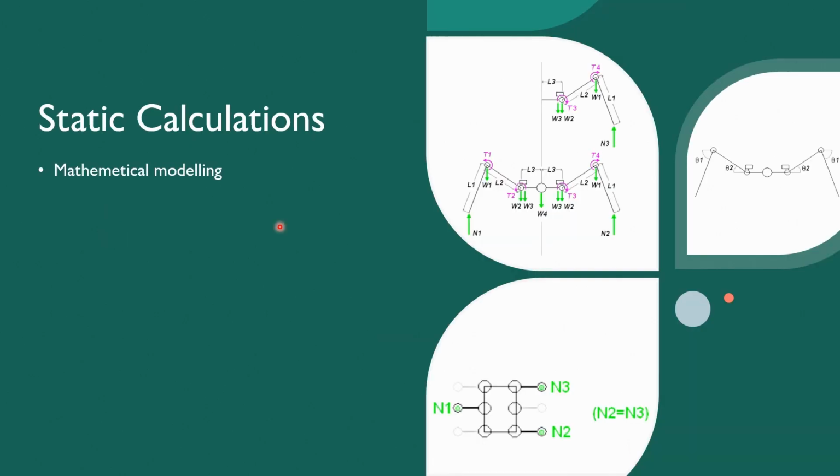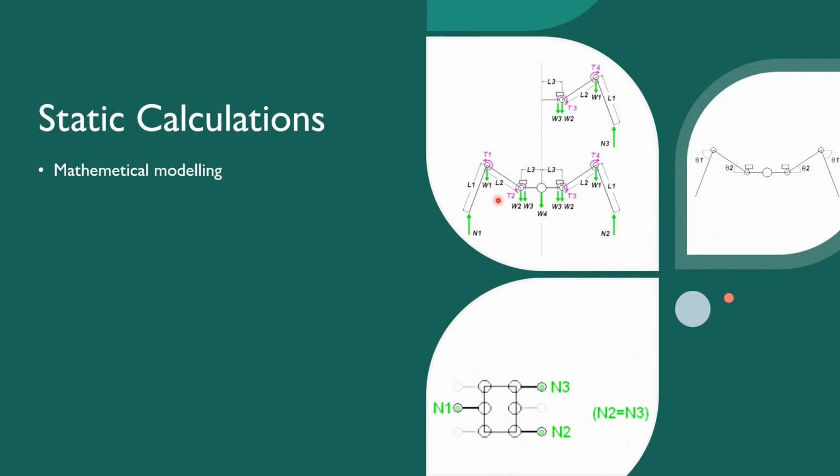I studied and made calculations of two different types, static and dynamic. Let's talk about the static calculation. This is the mathematical model for the robot. As we mentioned, two legs are up and two legs are down. These are the reaction forces, and these are the angles between the legs.